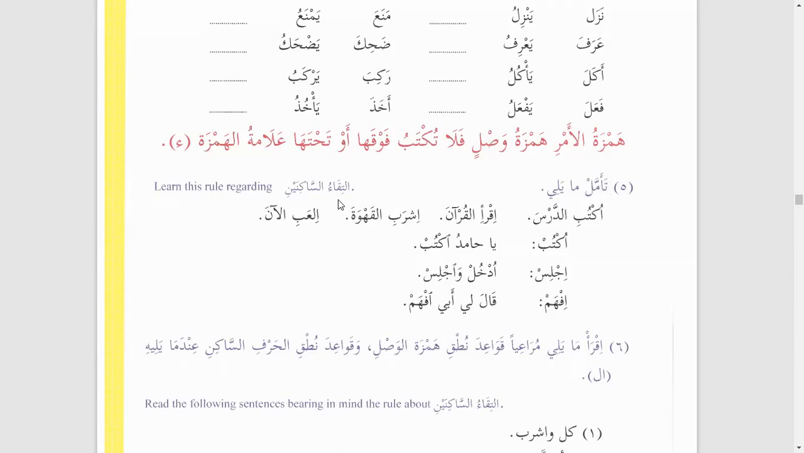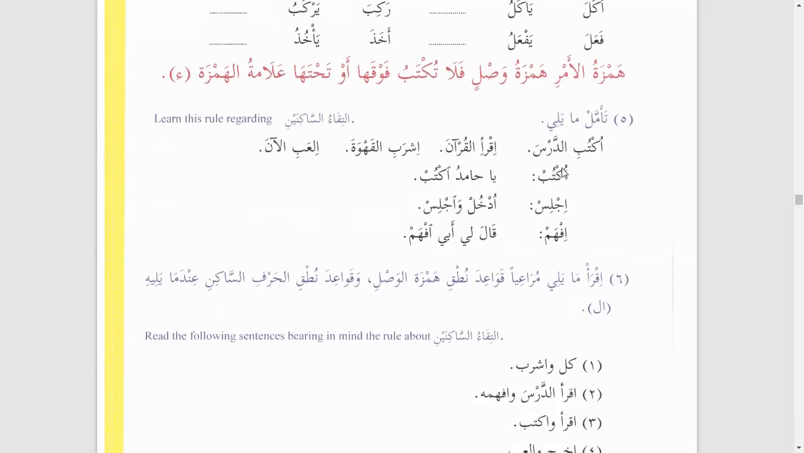For example, here, iltaqa'u sakinain. This rule we have to learn. Iltaqa'u sakinain, meeting of two sakins, when two sakins come together. Now we can see here that this Alif does not have anything on it. So that means this is Hamzatul Wasl.